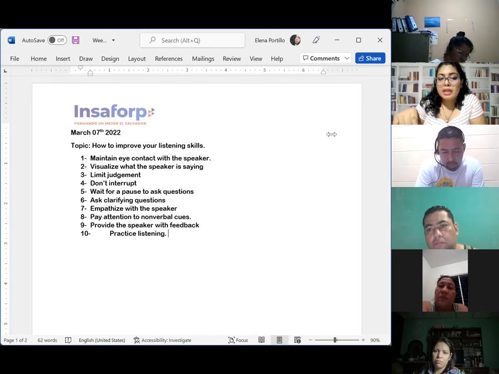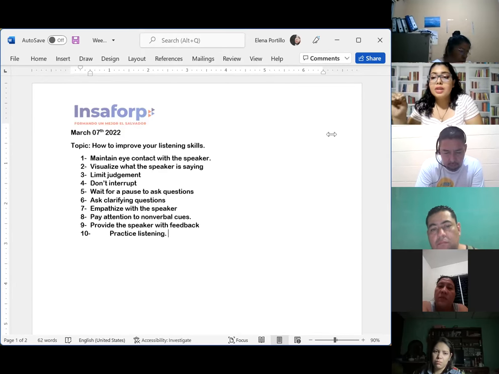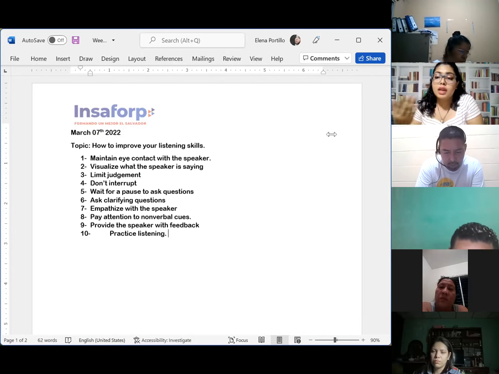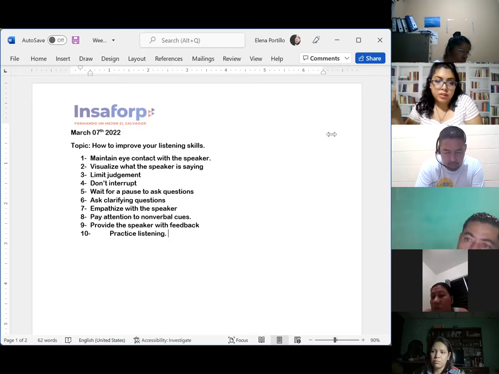Then, number 6 is also about asking questions. In this case, ask clarifying questions. Questions that can give you an answer that you need to understand the topic. You need to ask clarifying questions. Then, empathize with the speaker. Crear o ser empático. That's the point of this.